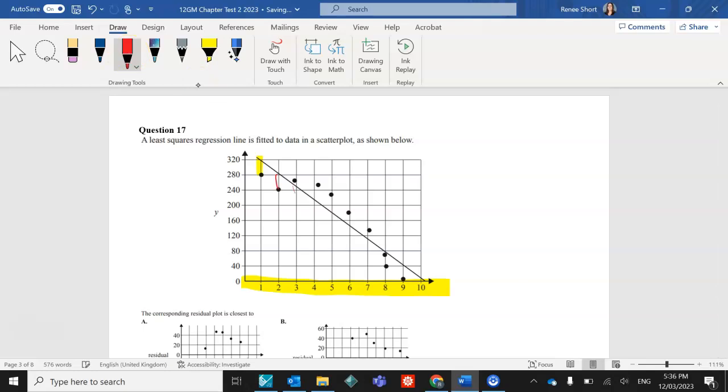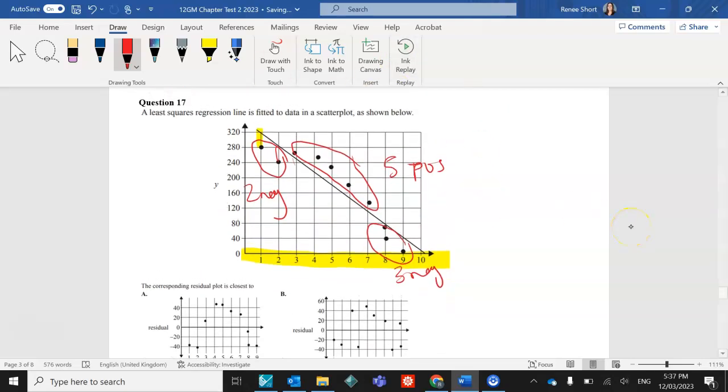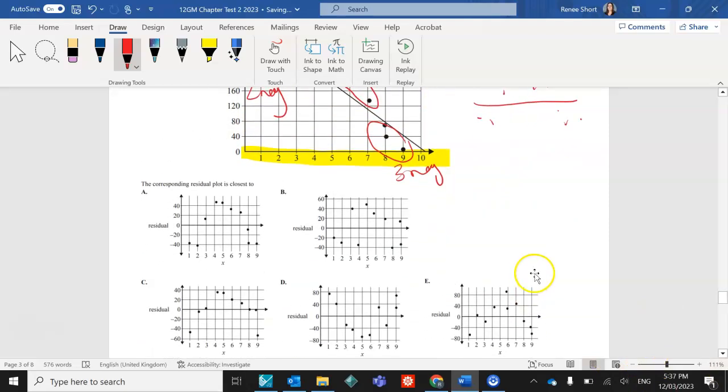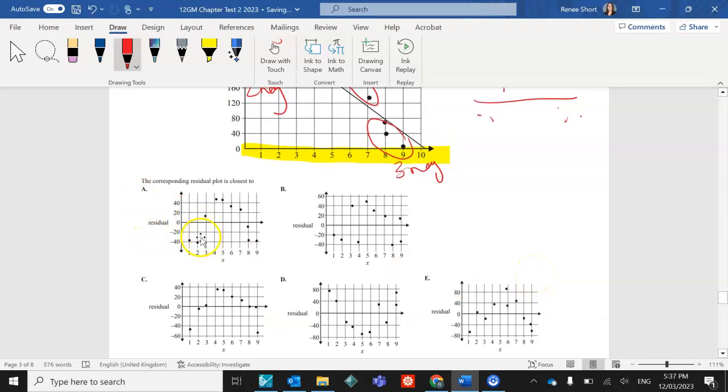So if I look at this first of all, I have 2 values here which are below the line, which means I have 2 negative residuals. I then have 5 values which are above the line, which means I have 5 positive residuals, and to end with, I have 3 that are below the line, so I have 3 negative residuals. So in terms of drawing my residual plot then, if this is my 0 line, I should have 2 that are down here, then I have 5 that are up here, whatever they look like, and then I have 3 that are down here.